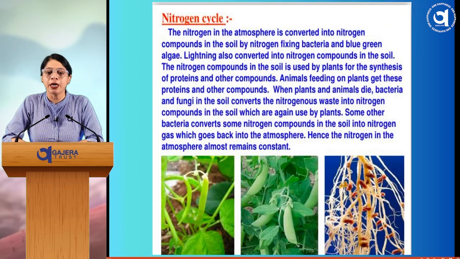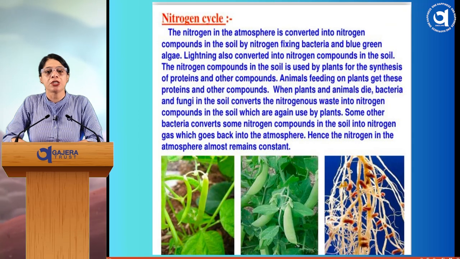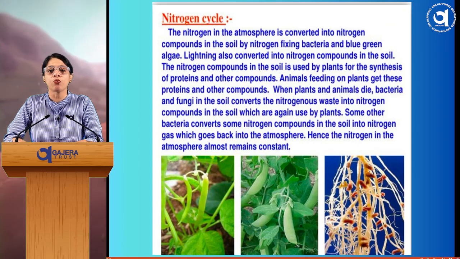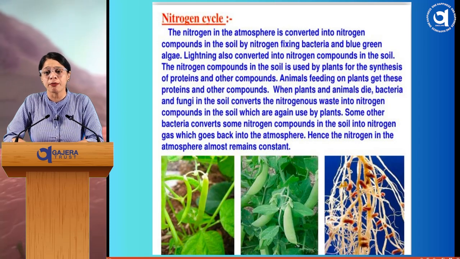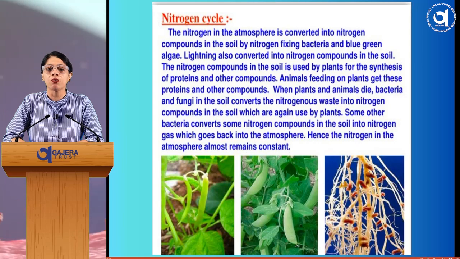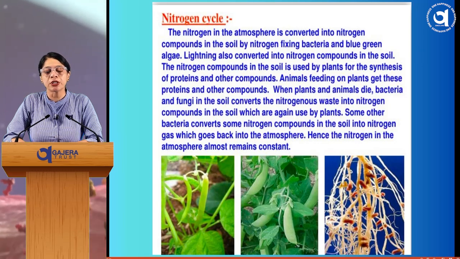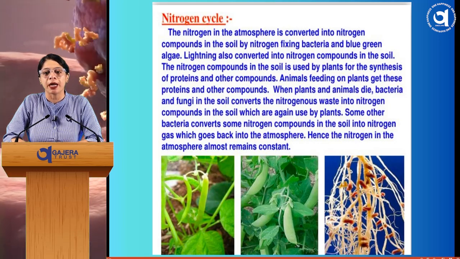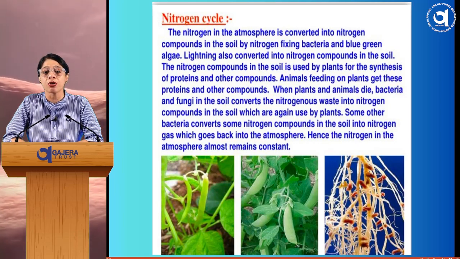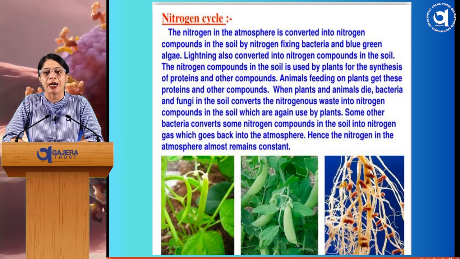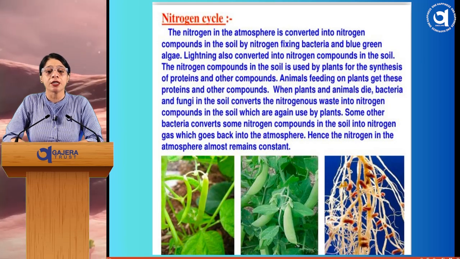Now the last topic I am going to explain is the nitrogen cycle. The nitrogen in the atmosphere is converted into nitrogen compounds in the soil by nitrogen-fixing bacteria and blue-green algae. Lightning also converts nitrogen into nitrogen compounds in the soil. The nitrogen compounds in the soil are used by plants for the synthesis of proteins and other compounds. Animals feeding on plants get these proteins and other compounds.